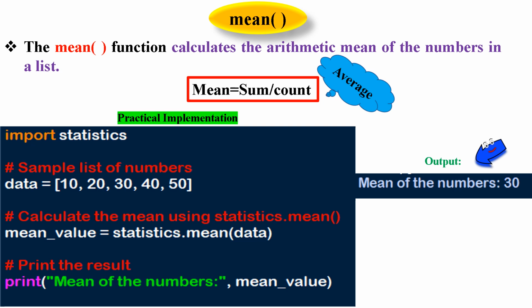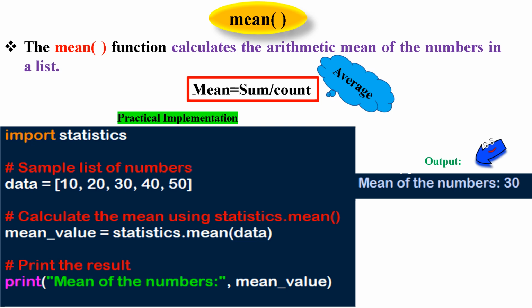The first line imports the statistics module in Python. The statistics module is a built-in module in Python that provides functions for mathematical statistics of numeric data, including mean, median, mode, standard deviation, and more. Next, we define a sample list of numbers named data. This list contains 5 numbers: 10, 20, 30, 40, and 50.